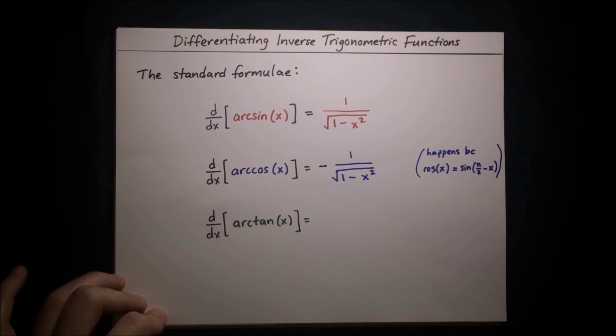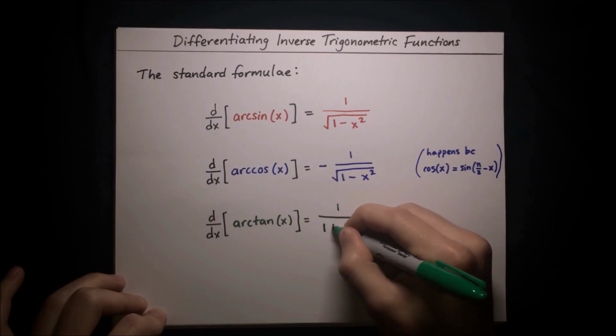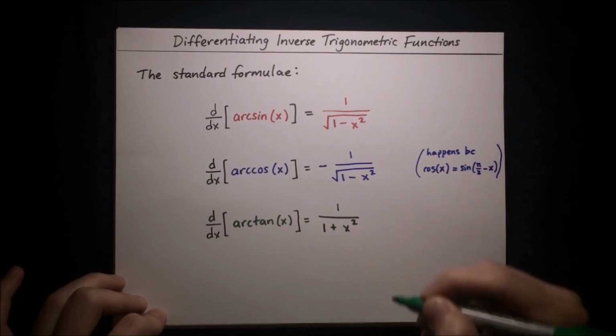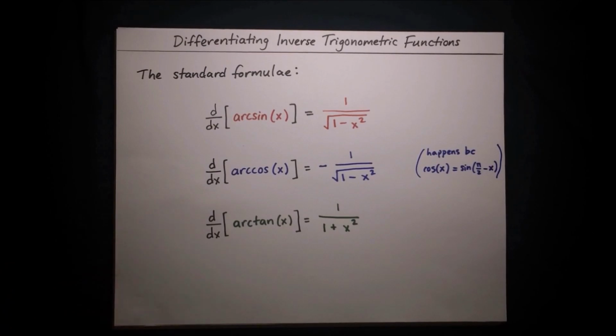And then lastly, the derivative of arc tangent of x is equal to 1 over 1 plus x squared. Now that's a little bit less intuitive, but if you use the same implicit differentiation argument from the previous slide, then that's what you'll get. And I'd highly encourage that you remember these three formulae so that you don't have to go through that lengthy implicit differentiation argument anytime you want to take the derivative of arc sine, arc cosine, or arc tangent.